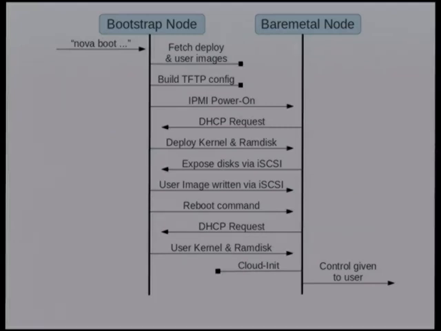The box comes up, DHCP request. It gets sent a special kernel and RAM disk, which are going to mount the local disks and expose them as an iSCSI endpoint and ping back to the Nova host: here's the target you can use. The Nova node, there's an extra service running there for bare metal that is going to receive that, mount those over iSCSI, and copy the image onto it, and then send a reboot command back.